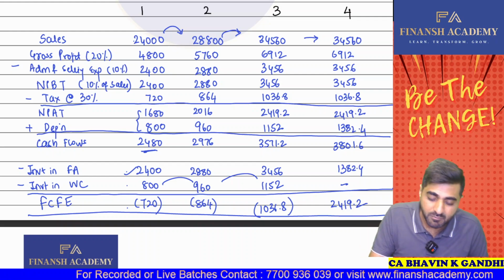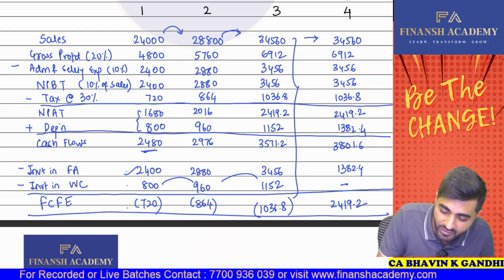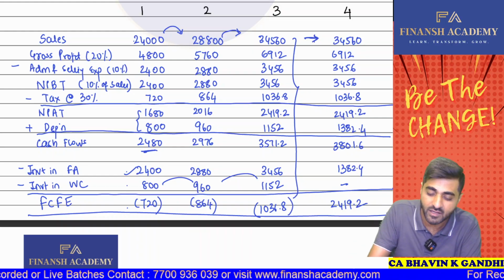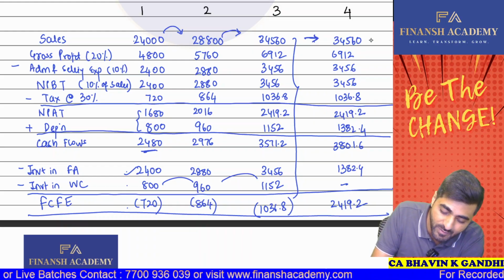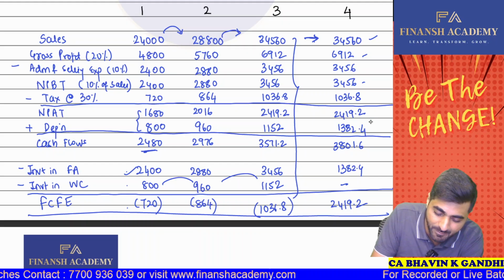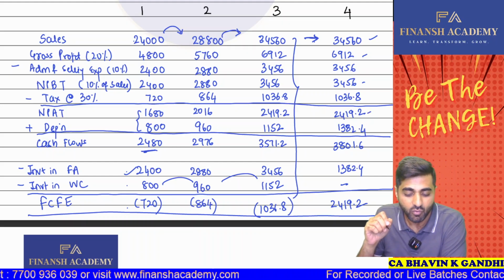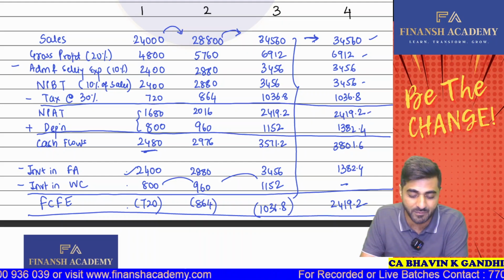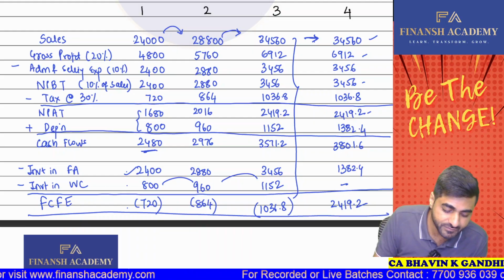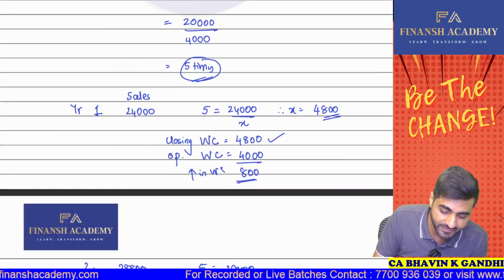Why? Because up to 3 years, I hope you all have understood this entire calculation. For the fourth year, they have told you that the cash flows are going to remain the same. So sales will continue to be 34,560. GP is this, NPBT, tax, NPAT. Now, my dear students, the important part here is what is going to be your amount of depreciation.